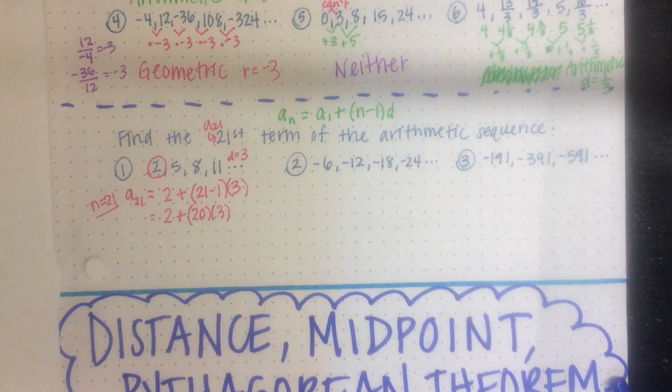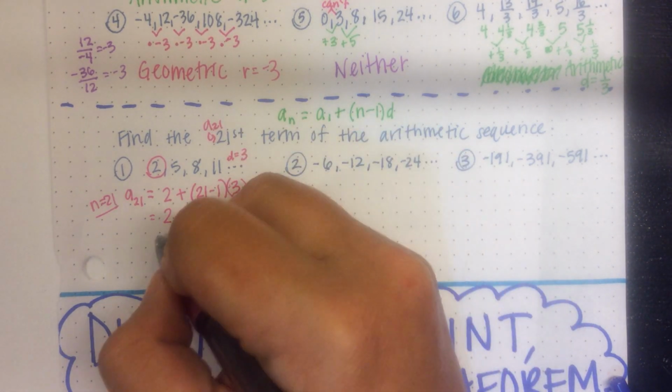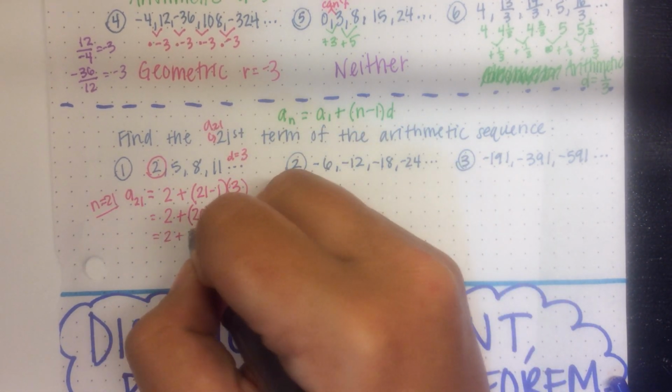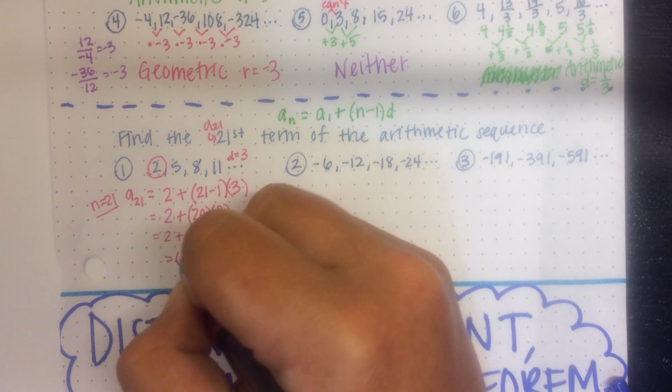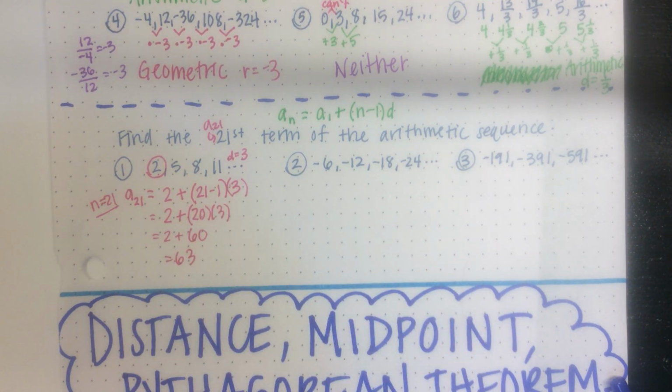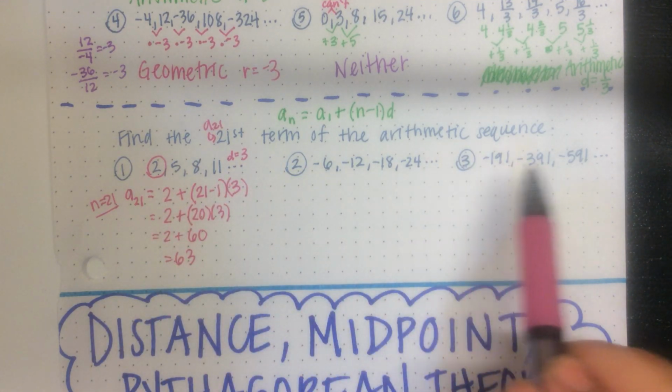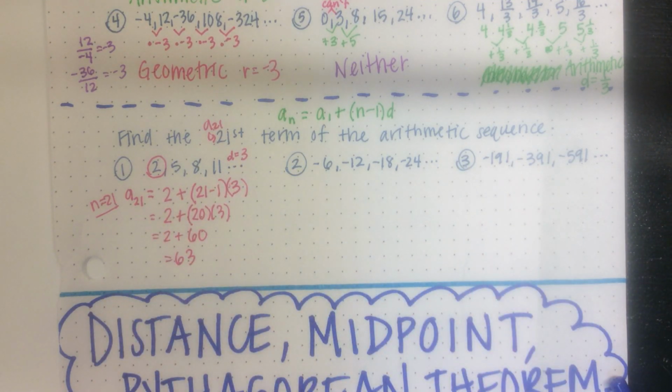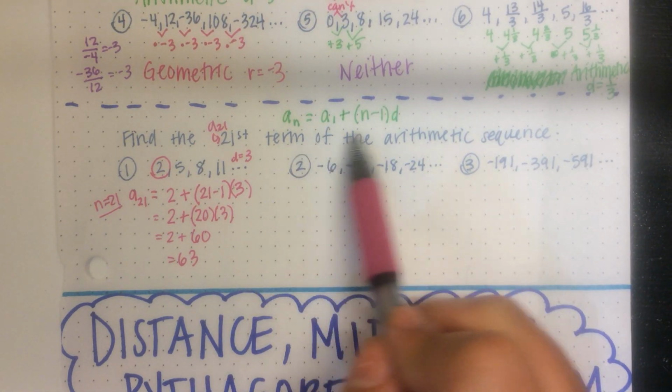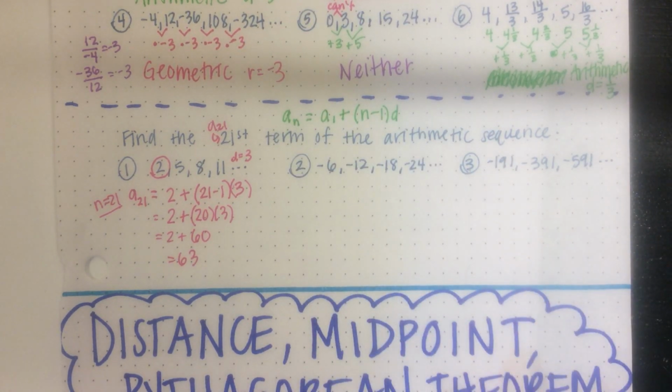I'll put that in parentheses, looks better. 20 times 3 is 60. And then 2 plus 60 is 63. So there's the 21st term. If I had kept adding those and getting all the way down to 21, that's what term it would be. So it's really not that bad. It's just a matter of plugging in, so make sure you have this written down somewhere.